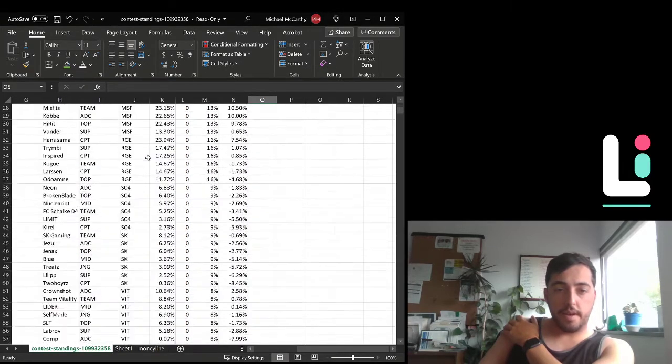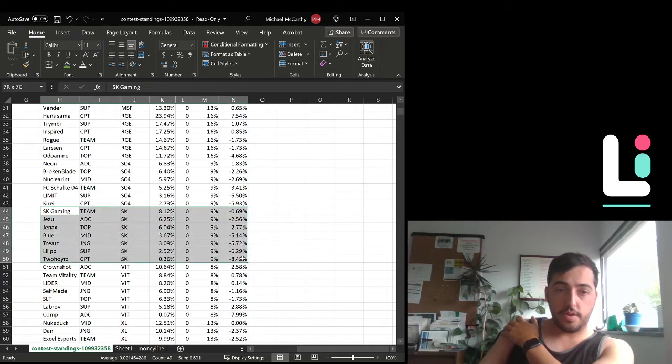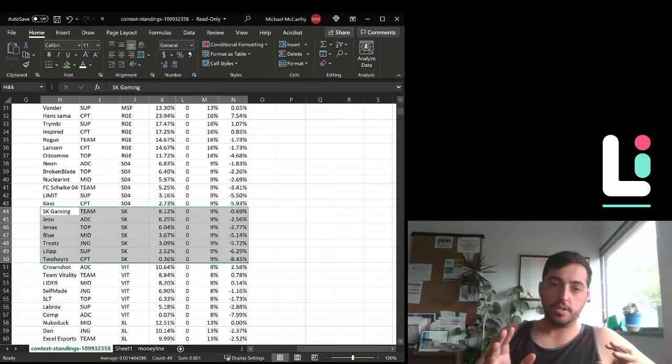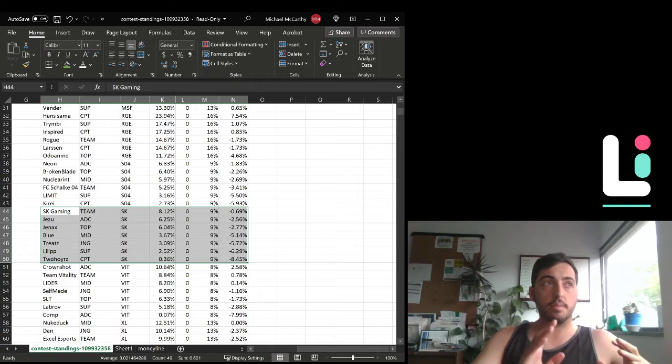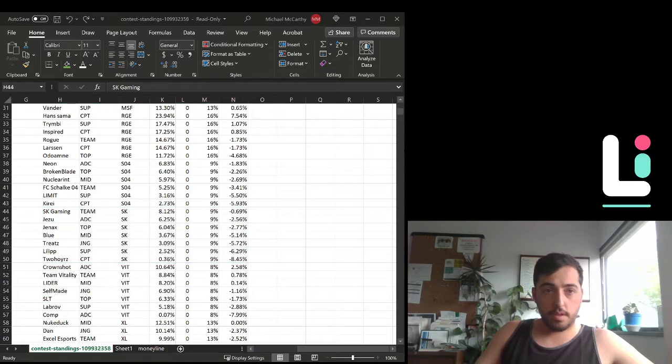Okay, so we have SK Gaming. As an underdog, SK Gaming with that money line was supposed to have around 9% ownership throughout their individual players. The way that I came up with this is that you take the implied win percentage of their odds, and then you divide it by 5. So SK Gaming had an implied win percentage of 44% at plus 127. Divided by 5 is 9%.